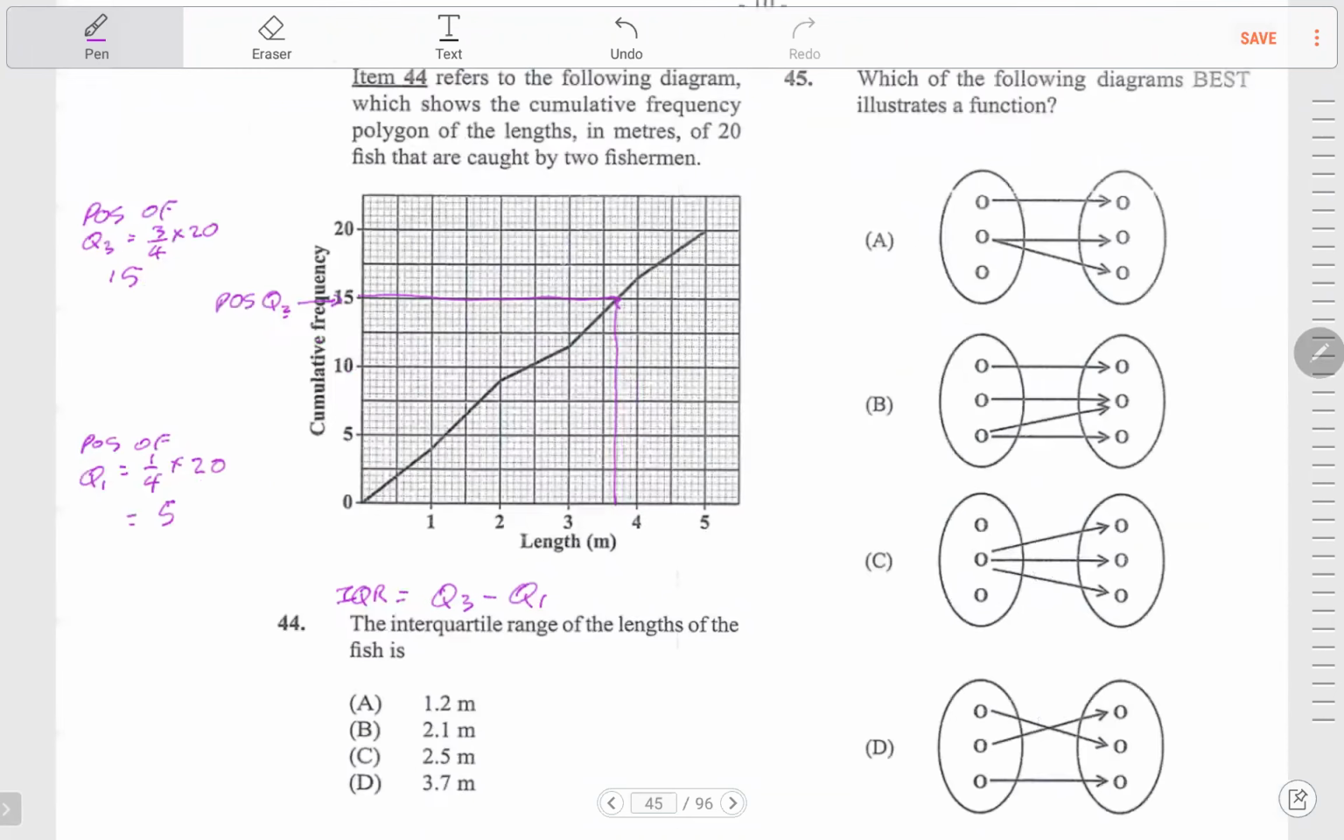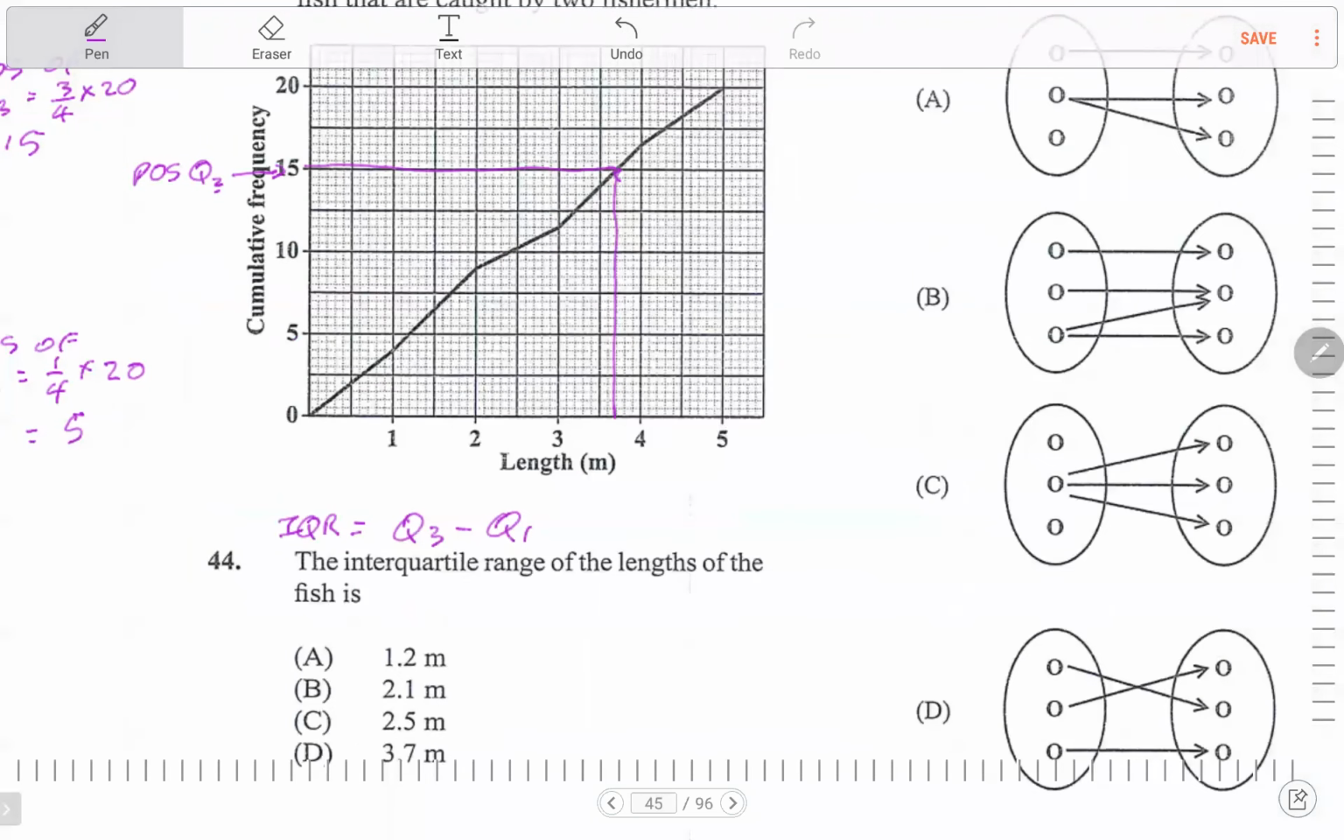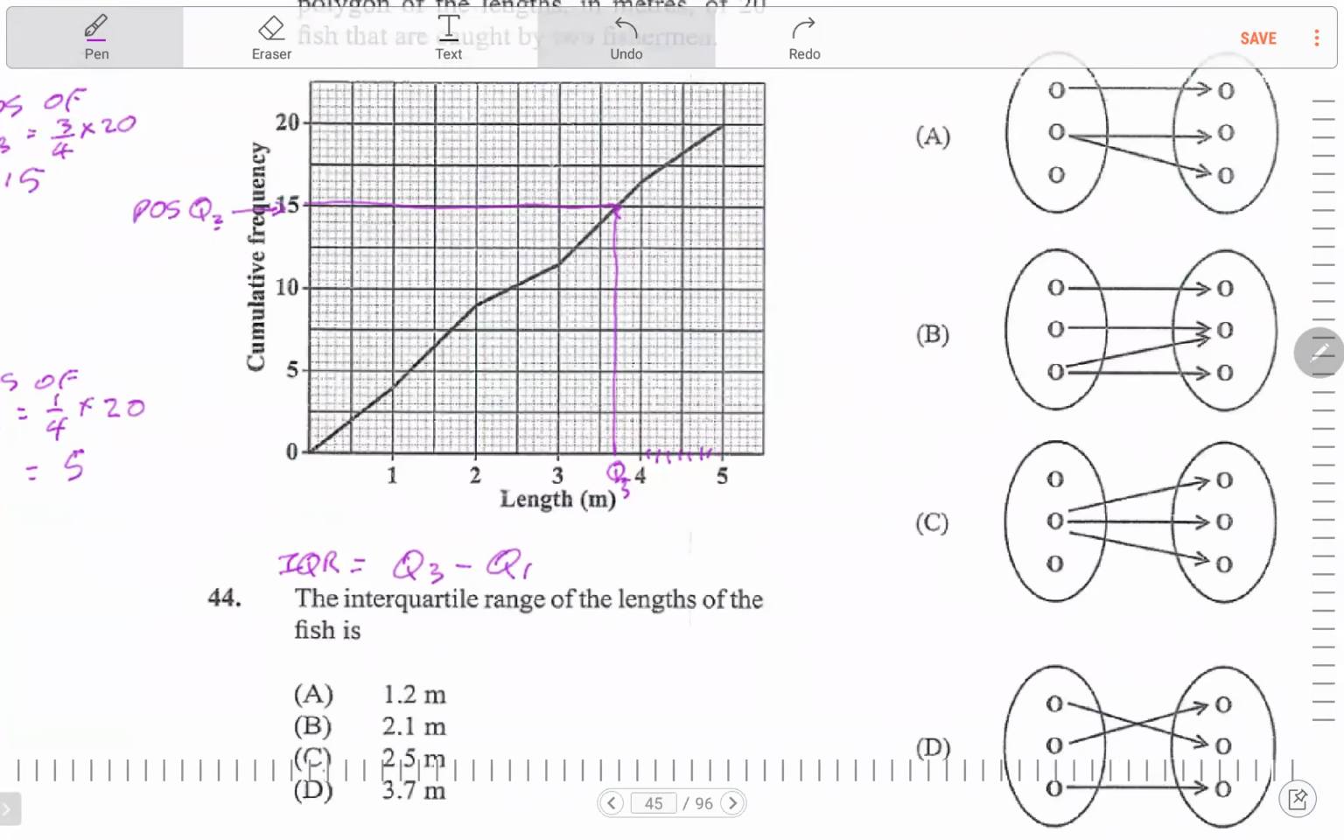All right, let's zoom it up. So this is the Q3 measurement. Look at the scale properly: every small line is 0.1 meter. So this is 3.567, call it 3.7 meters.